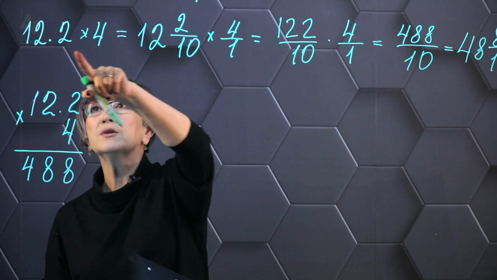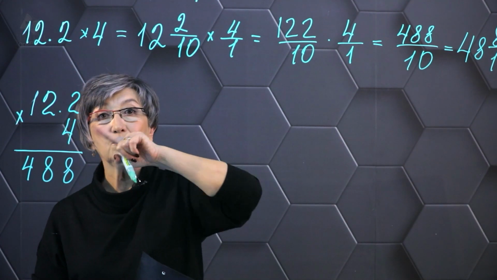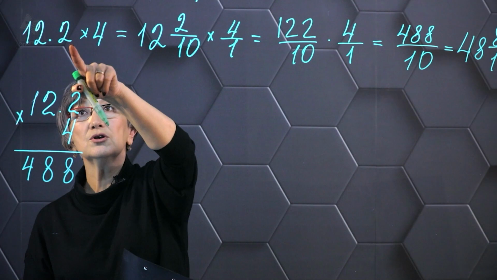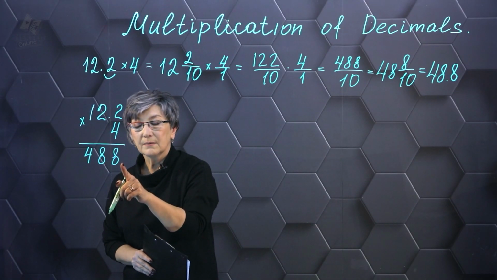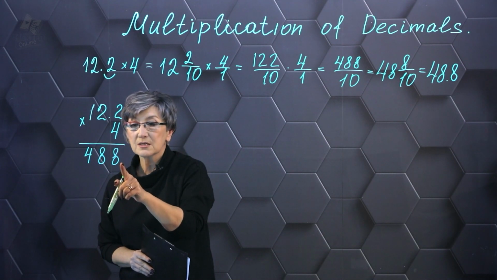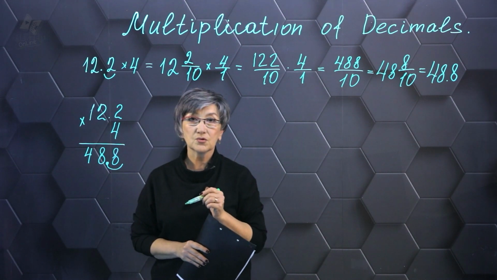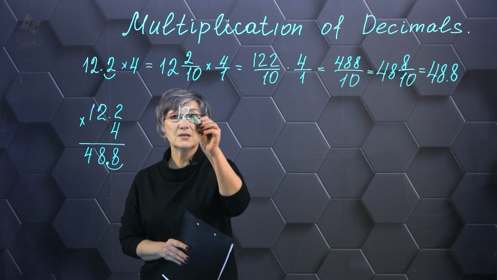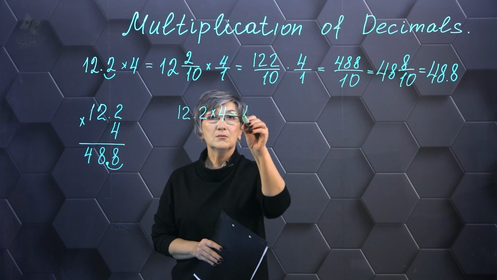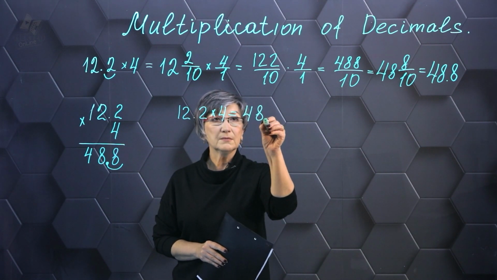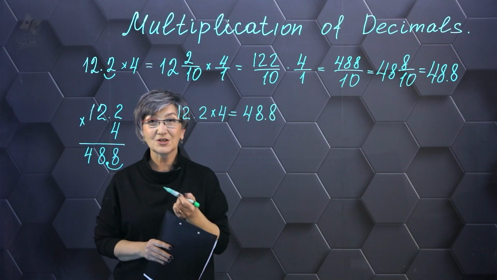Let's go to our example. What's the number of decimal places after the period? Just 1 decimal place. That's it, 1 decimal place. So I'm counting just 1 decimal place from the end. 1. And here I'll put my dot. So the result of 12.2 times 4 is 48.8. That's how easy it is to multiply decimal numbers.